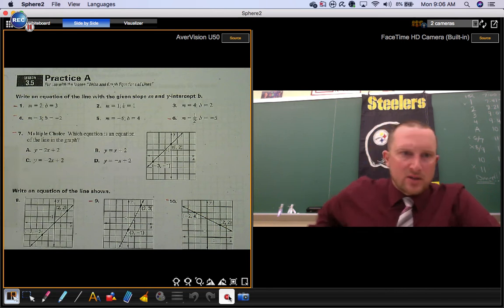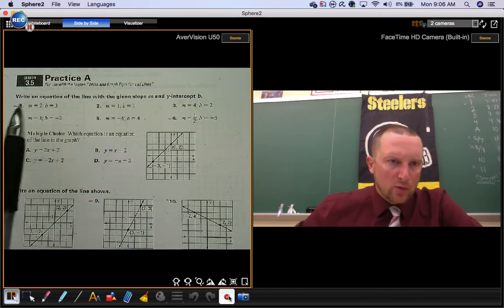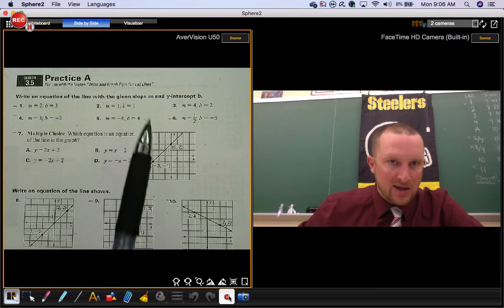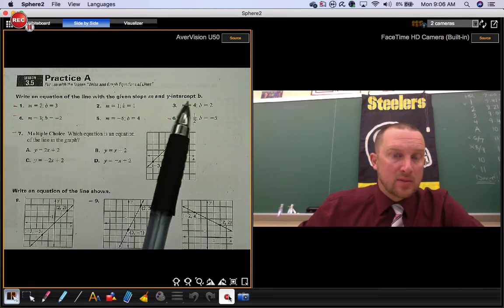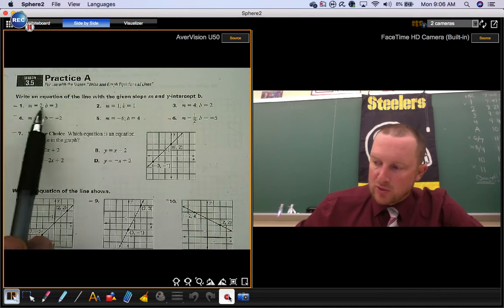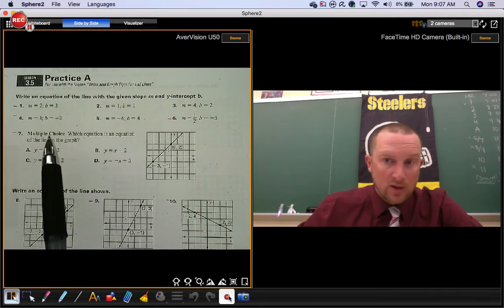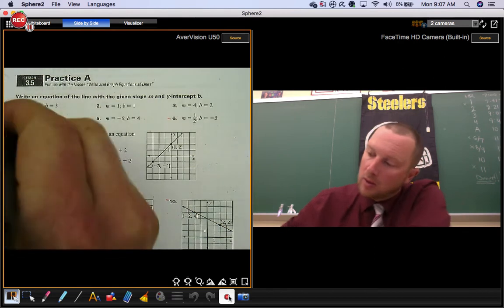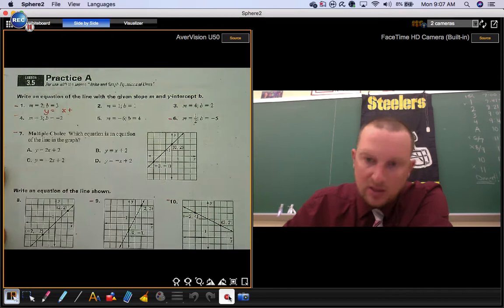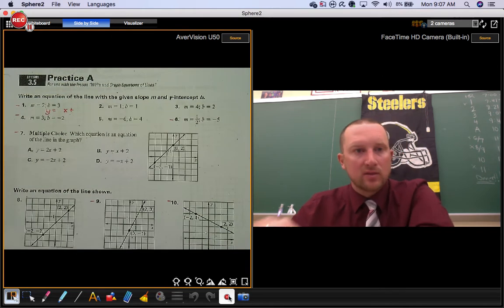To say for section 3.5, we're going to write an equation of the line with a given slope, that's your lowercase m, and y-intercept, that's your lowercase b. So if you know the slope is 2 and the y-intercept is 3, what would the equation look like? Well, we all know y equals mx plus b.